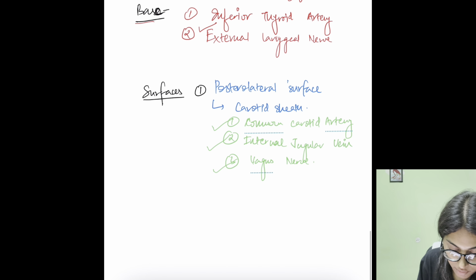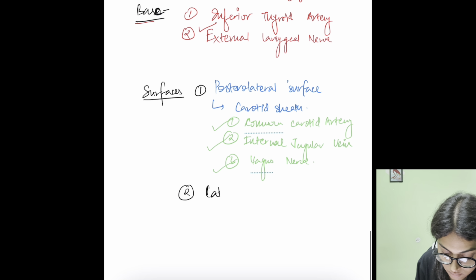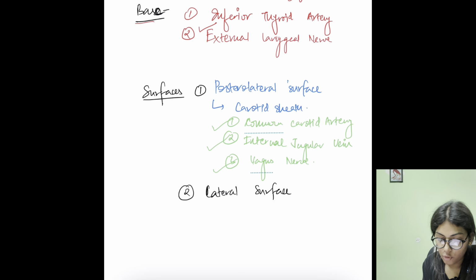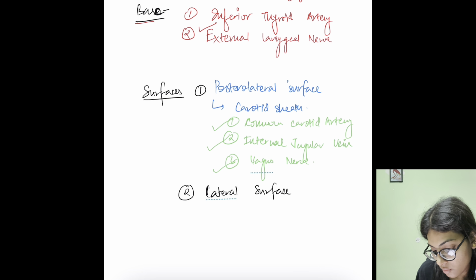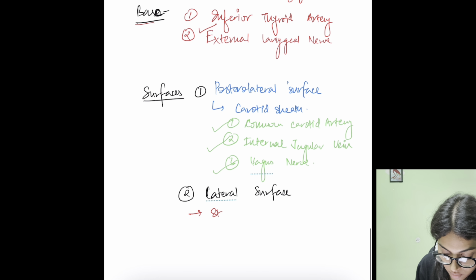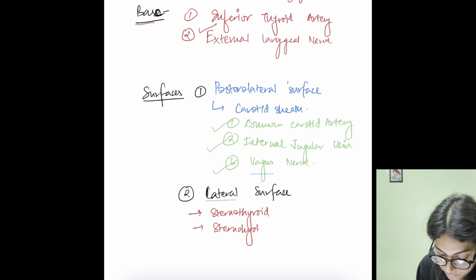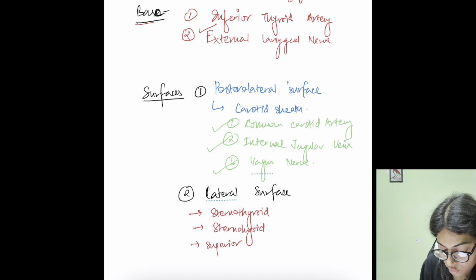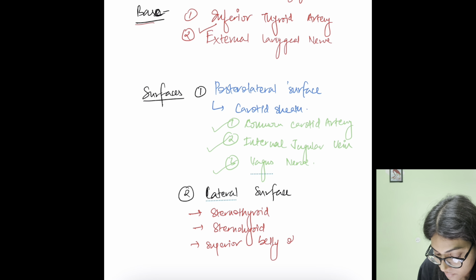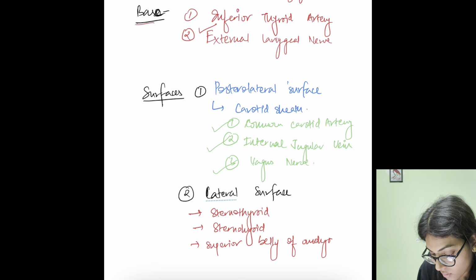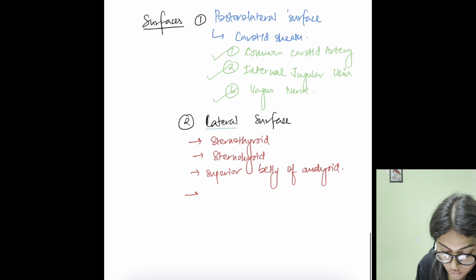And on the lateral surface, we have four muscle attachments. First is the sternothyroid. Second is the sternohyoid. And third is the superior belly of omohyoid. And the fourth muscle is the sternocleidomastoid.